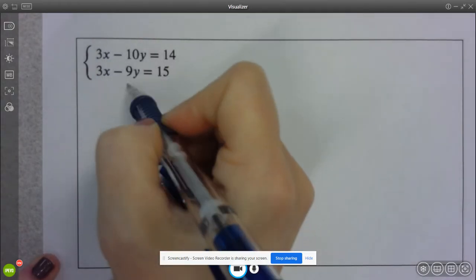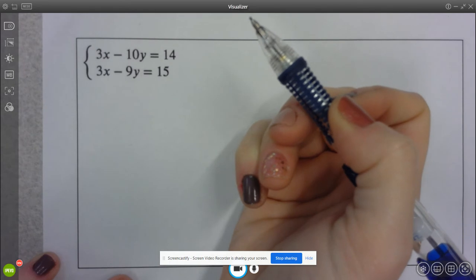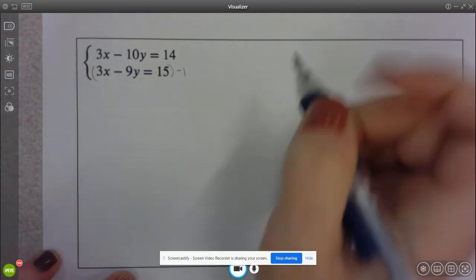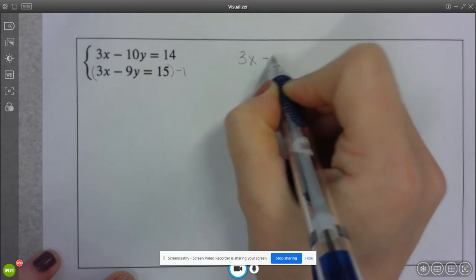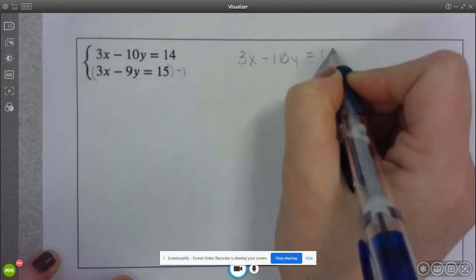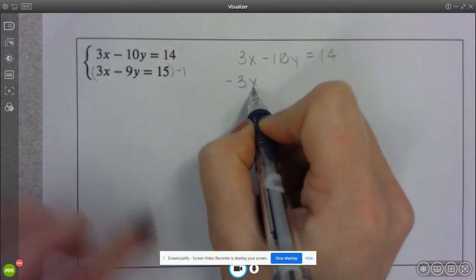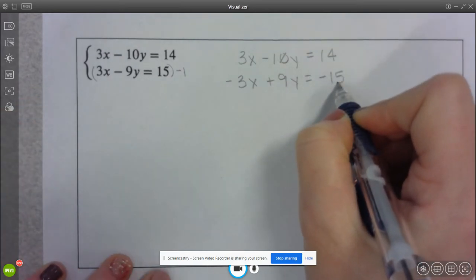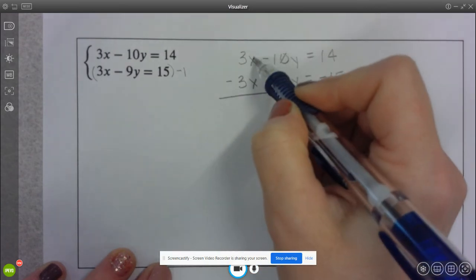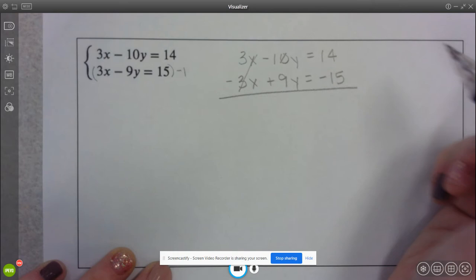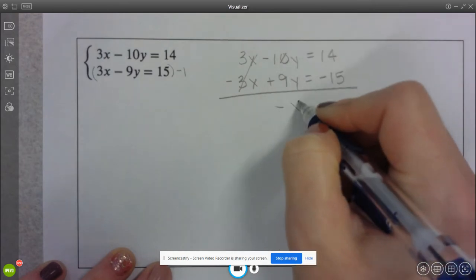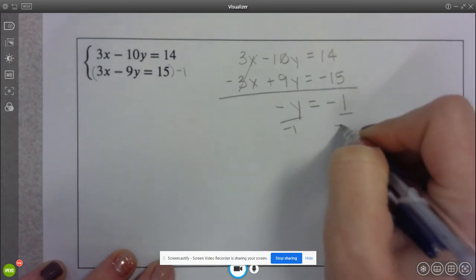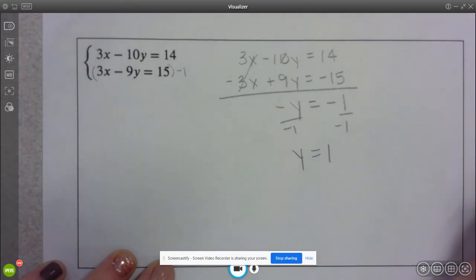Now again, for the y's in this case, I have 9 and 10. I'm not going to make those turn out to be 0, but I have 3x and 3x. So again, I'm going to multiply that second equation by -1. So I have 3x minus 10y equals 14. That's not going to change. And then -3x plus 9y equals -15. These are going to create 0, which I don't need. -10 plus 9 gives me -1y. 14 minus 15 gives me -1. I need y, not -y, so y would be 1.